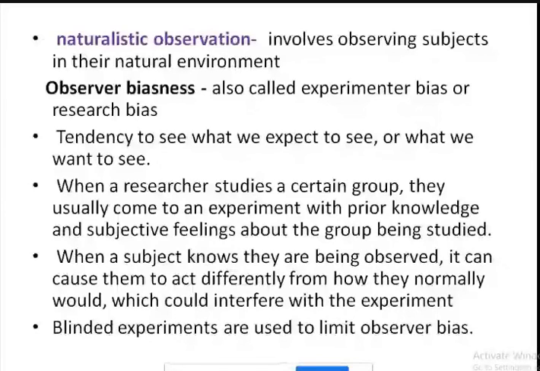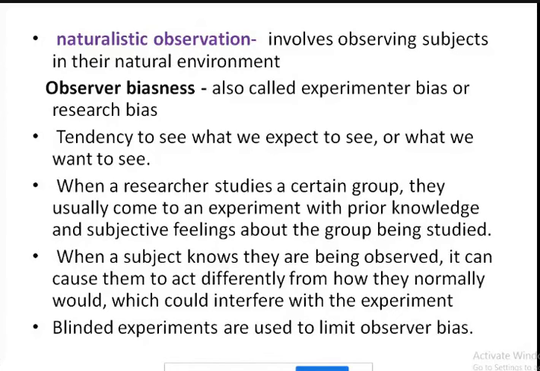Observations are also influenced by many factors. One is observer bias. It is also called experimenter bias or research bias. It is the tendency to see what we expect to see or what we want to see. When a researcher studies a certain group, they usually come to an experiment with prior knowledge and subjective feelings about the group being studied. When a subject knows they are being observed, it can cause them to act differently from how they normally would, which could interfere with the experiment. So, blinded experiments are used to limit observer bias.